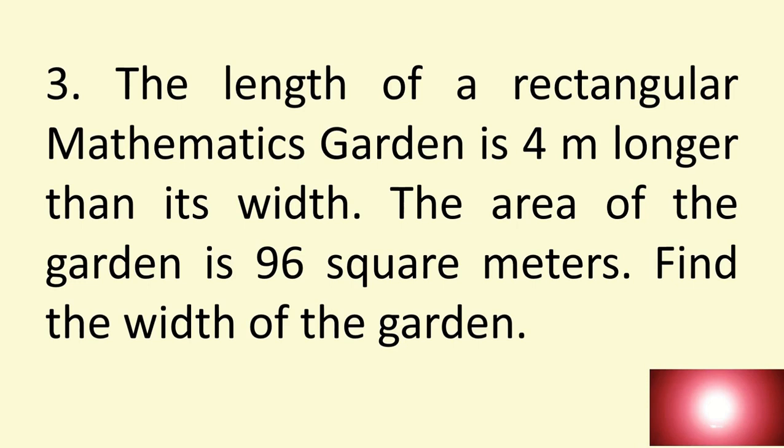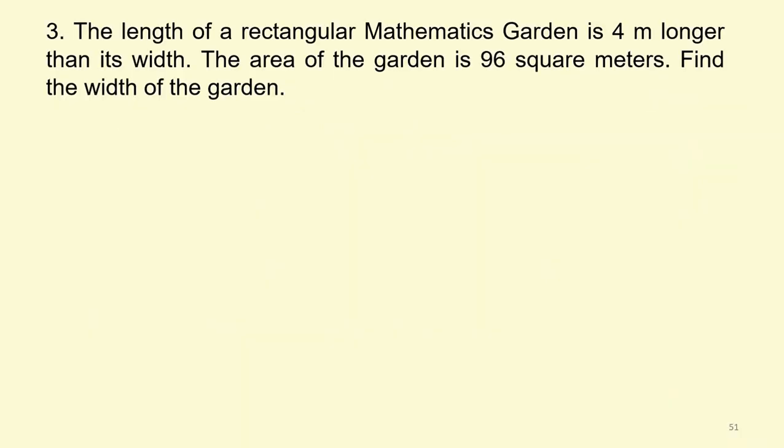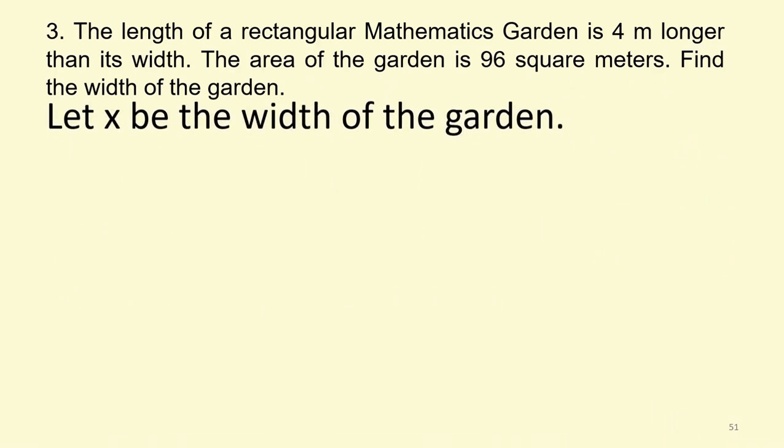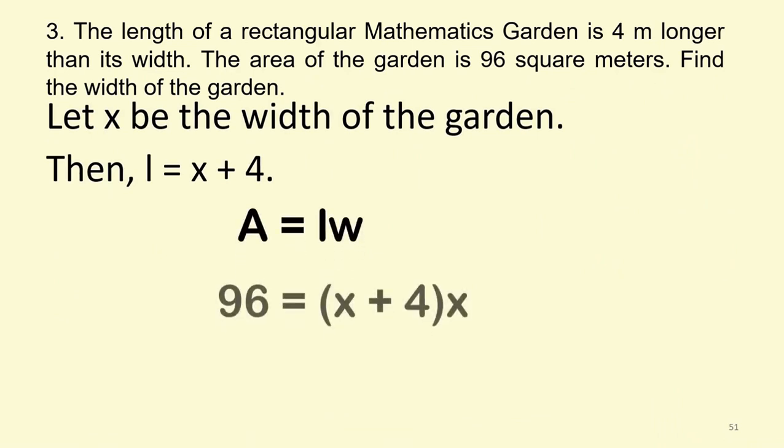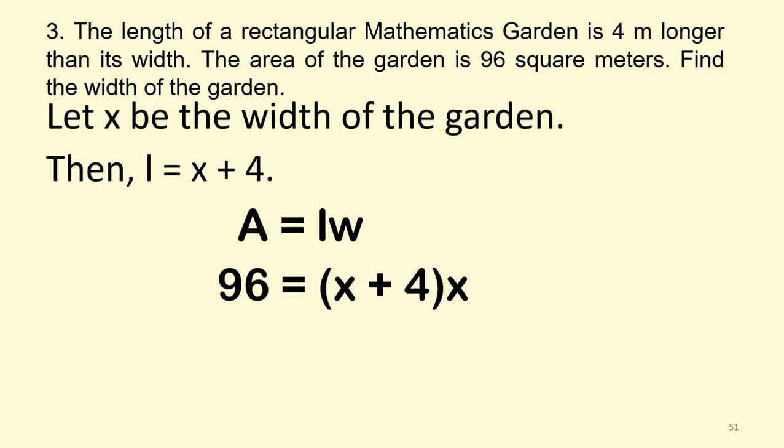Let's see if you get the correct answer. Let x be the width of the garden. Then, the length now we have x plus 4. Area equals length times width. The given area we have 96. Length is x plus 4. And the width is x.